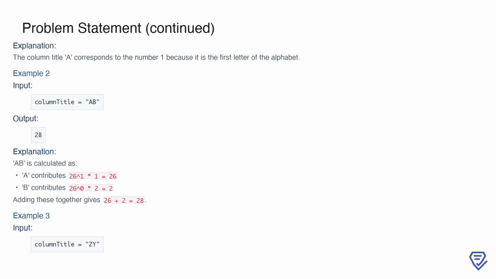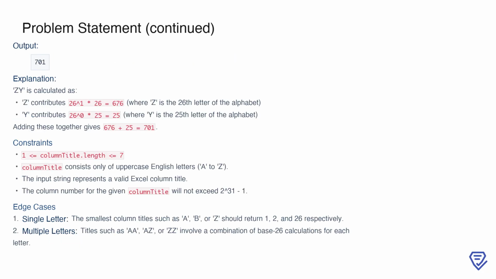This is calculated by taking the contribution of A, which is 26 raised to the power of 1, multiplied by 1, and adding the contribution of B, which is 26 raised to the power of 0, multiplied by 2. This gives us 26 plus 2, resulting in 28. Similarly, for the title ZY, we can calculate its corresponding column number step by step. For the column title ZY, the calculation breaks down as follows.